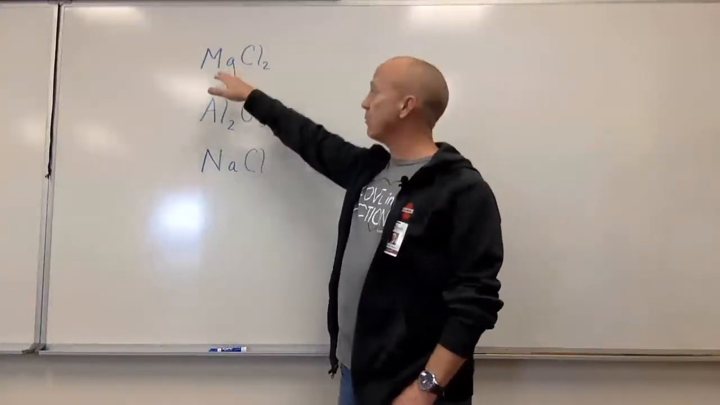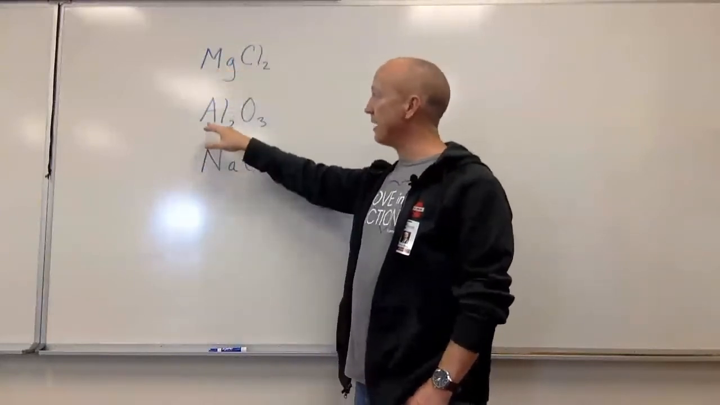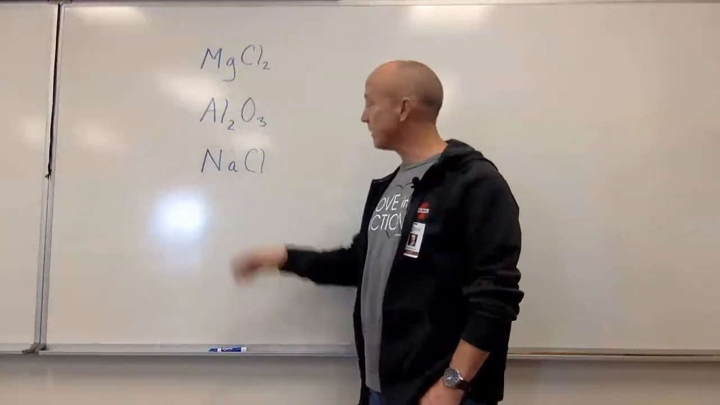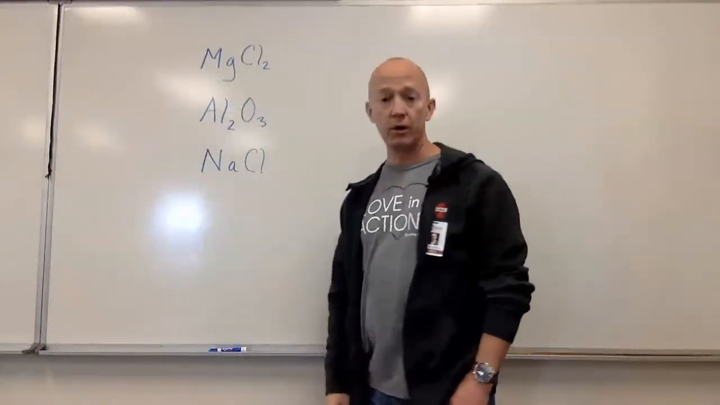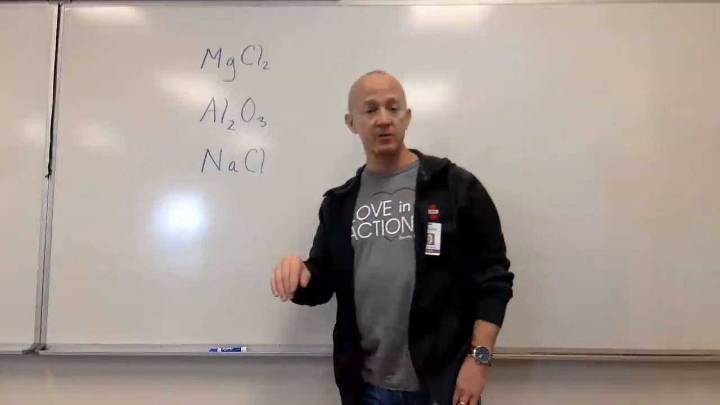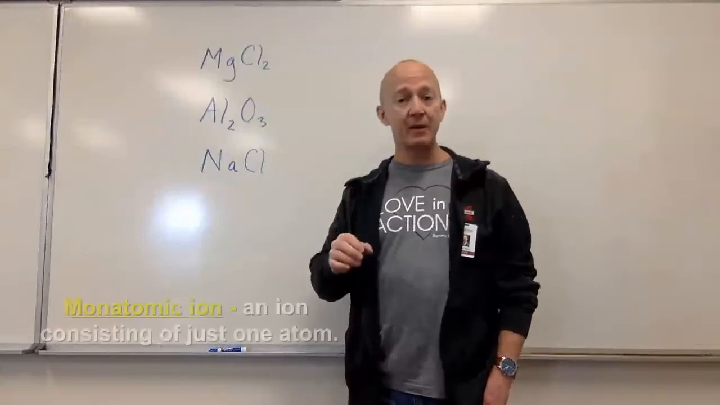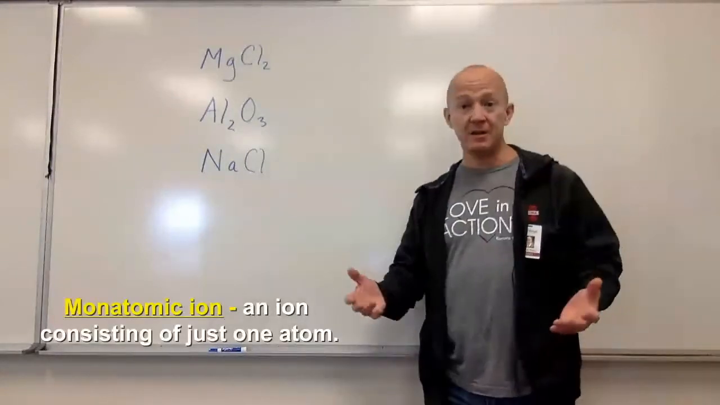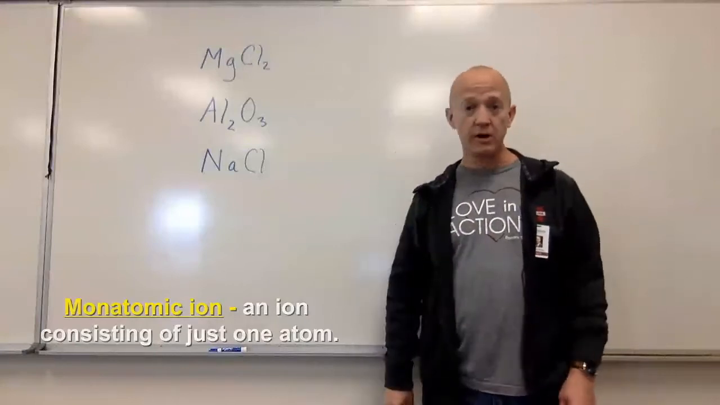So for this compound, we have one magnesium for every two chlorides. In this compound, we have two aluminums for every three oxides. And in this compound, it's 1-to-1, isn't it? One sodium for every one chloride. These binary compounds and others like them are composed of what we call monatomic ions. Monatomic, right? So it's just one atom involved.